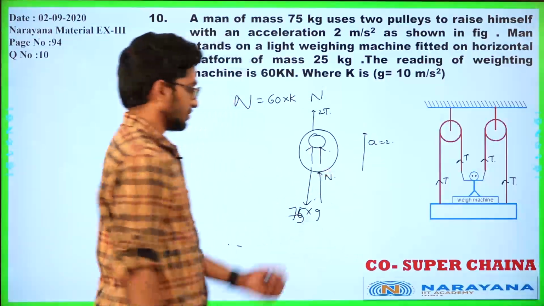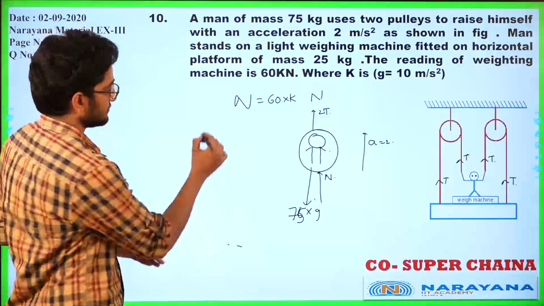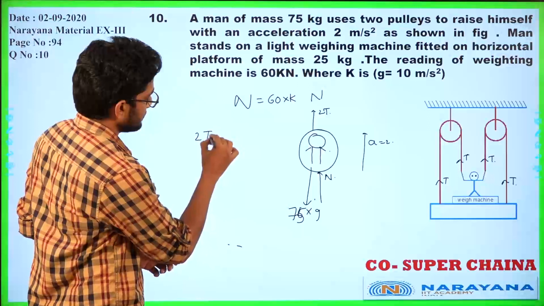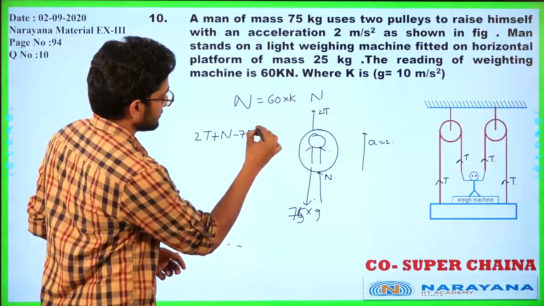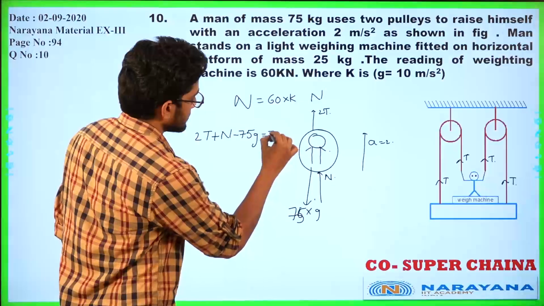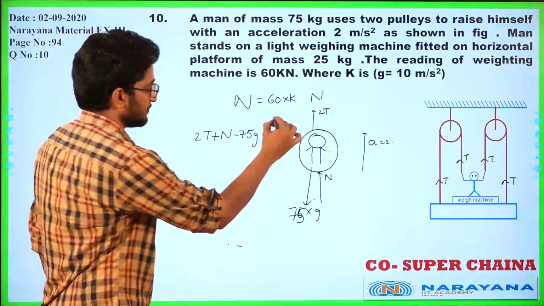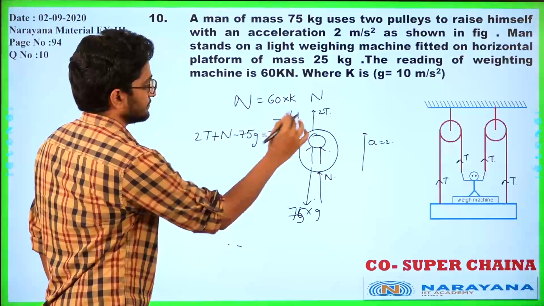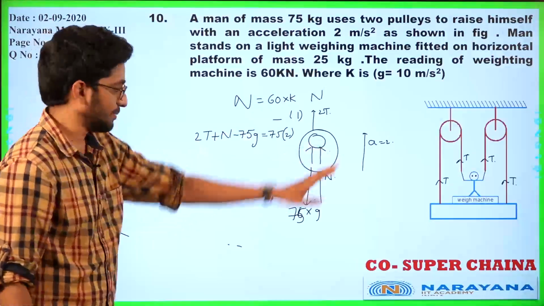Right. So how do I write the force equation here? Net force in the direction of acceleration, that is 2T plus N minus 75g. Okay. Net force in the direction of acceleration is m into a. So 75 into 2, m into a. That is one equation I have, equation 1. Let's say that is equation 1. Net force equals m into a.